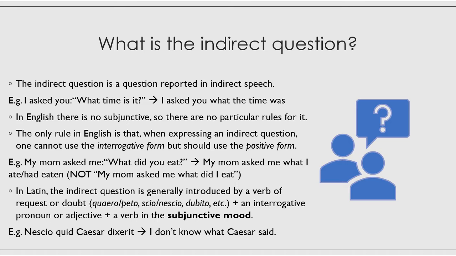Here's a brief example. Nescio quid Caesar dixerit. I don't know what Caesar said. We have our introductory verb, which is nescio. Then we have quid, the interrogative pronoun, which introduces the indirect question. And then we have the verb, in this case in the perfect subjunctive, dixerit.